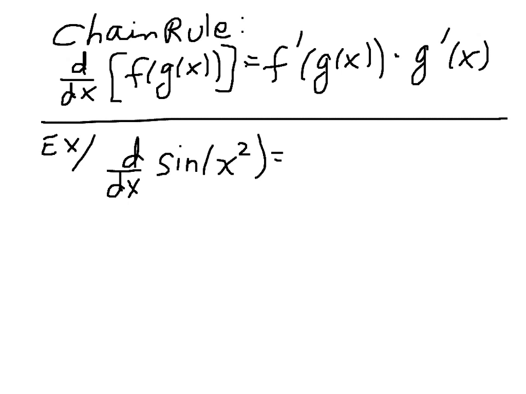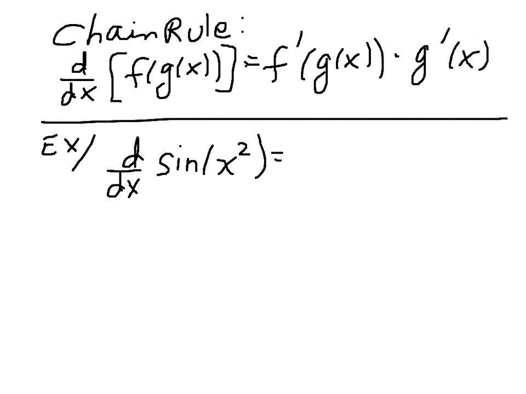Each time you open up a layer, you leave the rest alone. So if you look back here, what we do when we're taking the derivative of f of g of x is we take the derivative of f, but we leave g of x alone, and then we go in one layer and we take the derivative of g. So when I'm taking the derivative of the sine of x squared, I'm going to take the derivative of sine, leave x squared alone, and then take the derivative of x squared.